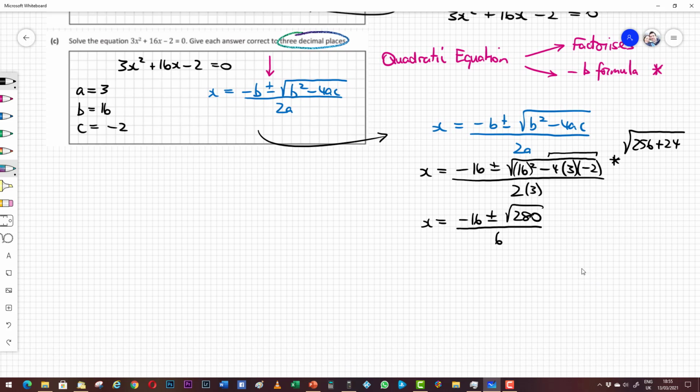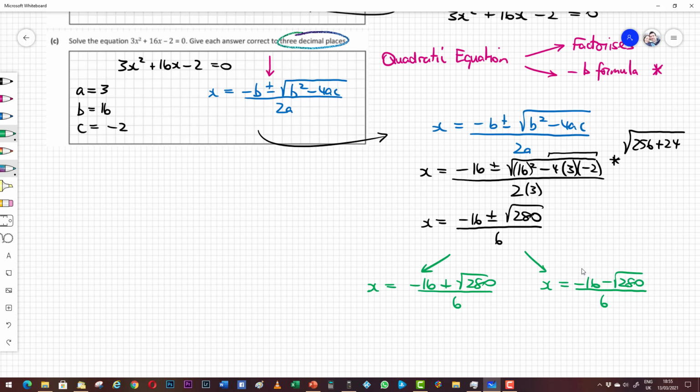And at this point, I would separate this into the plus version and the minus version. So we are going to have x equal to minus 16 plus the root of 280 over 6. And then we'll split it into the other answer, which is x equals minus 16 minus the root of 280 over 6.